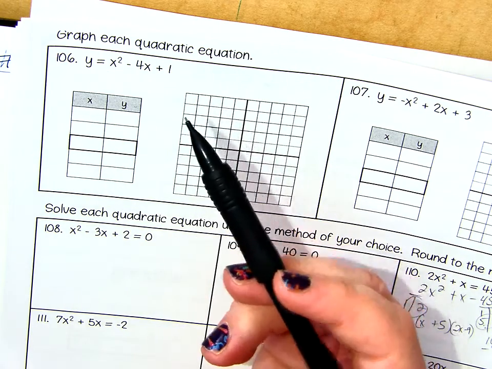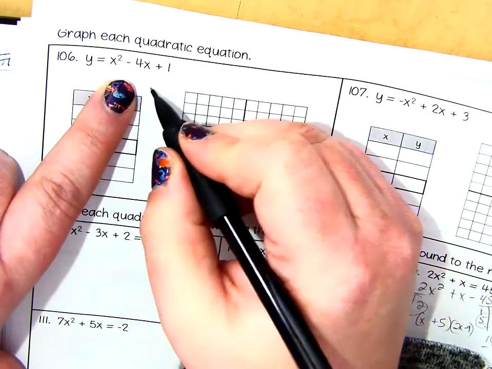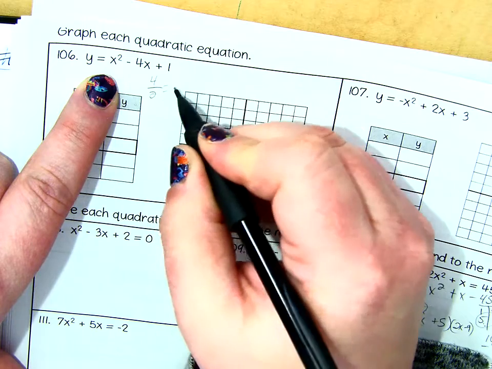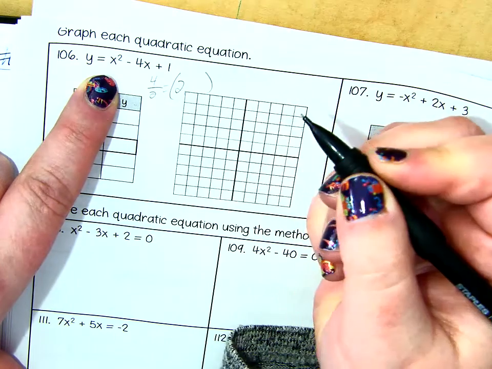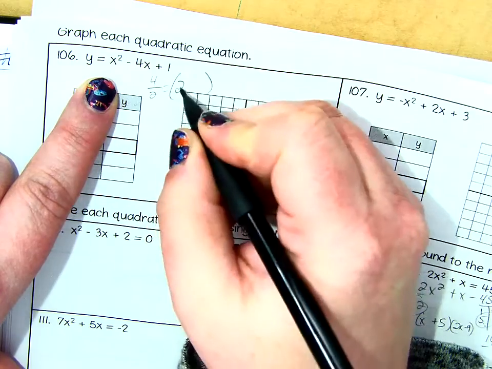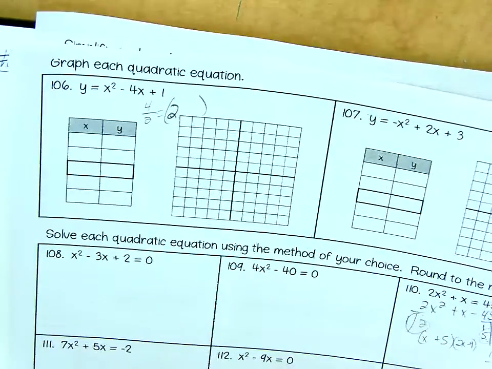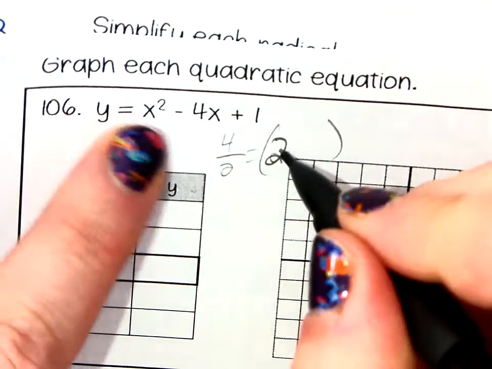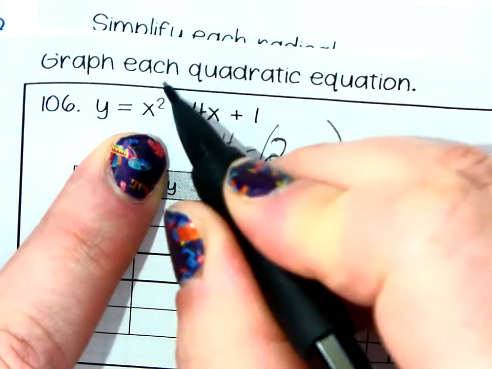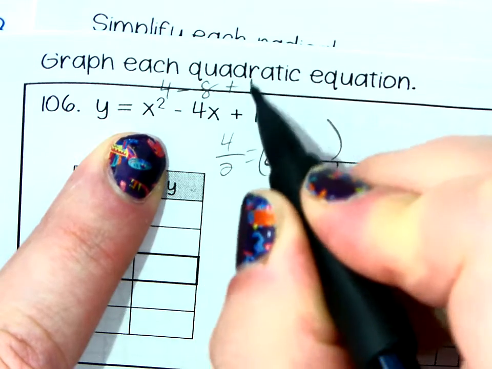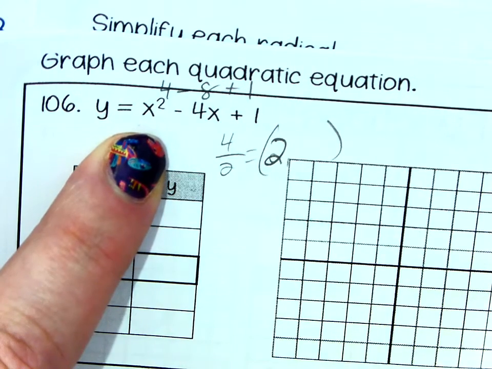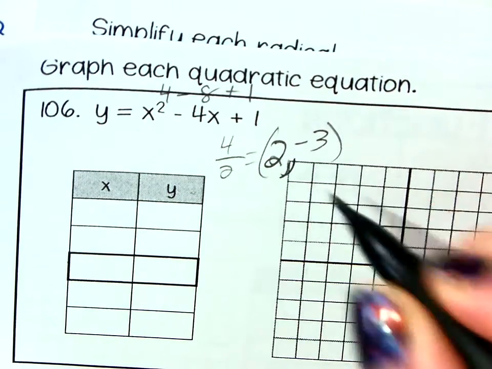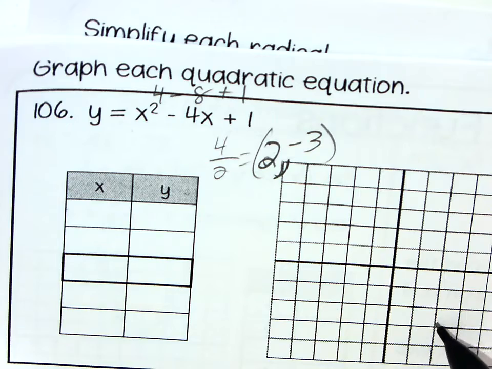And I would start off by finding my vertex, negative b over 2a. So that's going to be 4 over 2 times a is 2. So it's at 2 comma something. Right? And then I'll just plug that back in and see what the something is. So plug 2 in. That's 4 minus 8 plus 1. Negative 4 plus 1, negative 3. So now I know where my vertex is, at 2, negative 3.